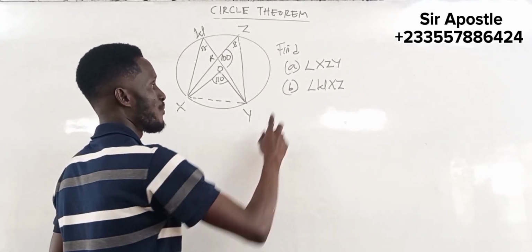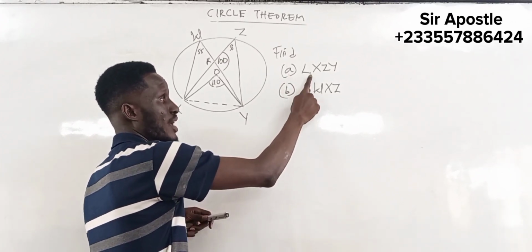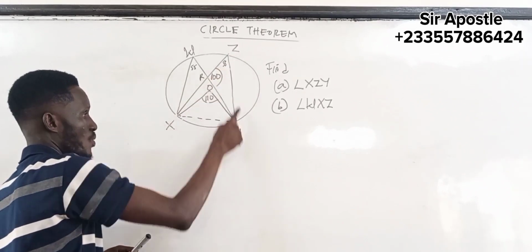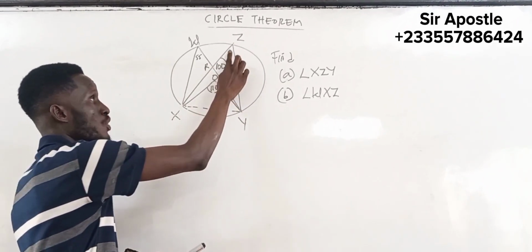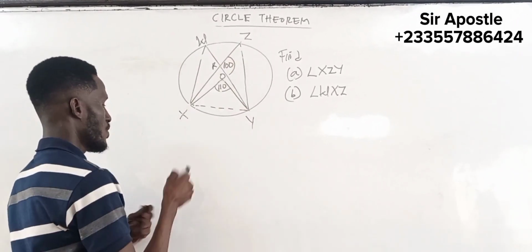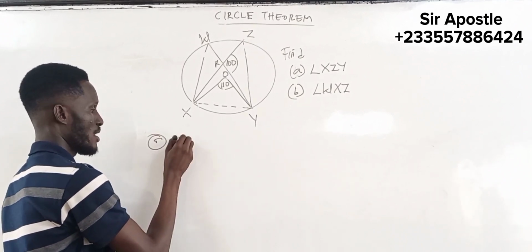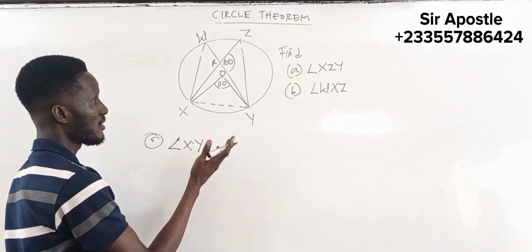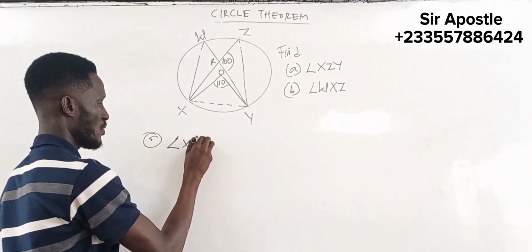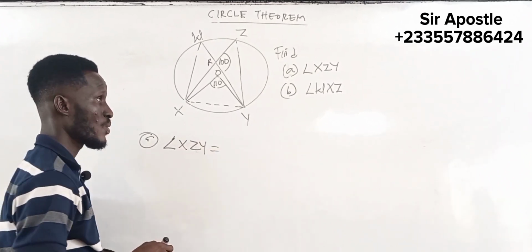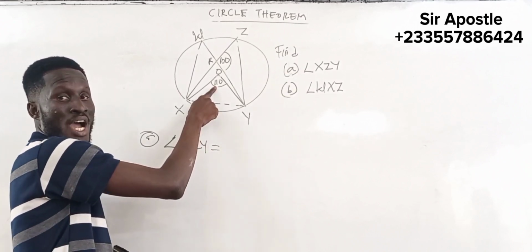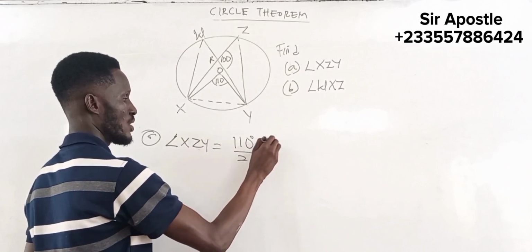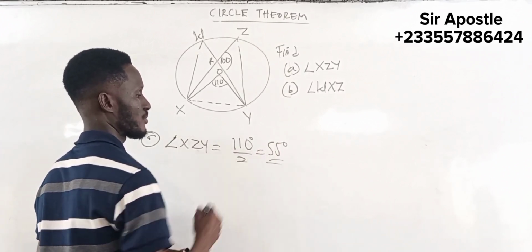Now we have to solve our XZY. What is XZY? XZY is already 55, but how are we going to solve it? Let me clean this one. Let me start with A. Angle XZY. What is angle XZY? We have to divide 110 by 2, which will give us 55 degrees.